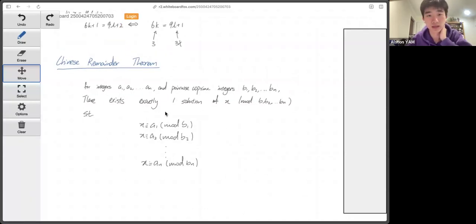So you have any n integers, and you have any n pairwise coprime integers. And then the theorem says that there is exactly one solution of x under the mod of the product of the b's, such that these series of congruences are satisfied.